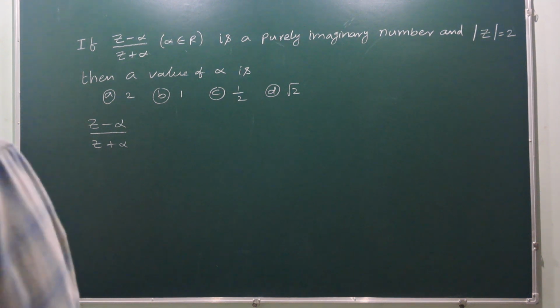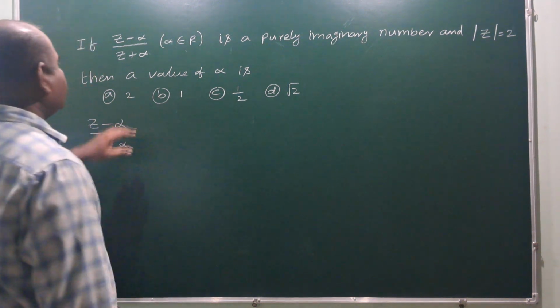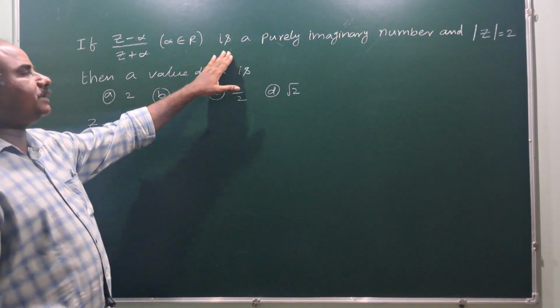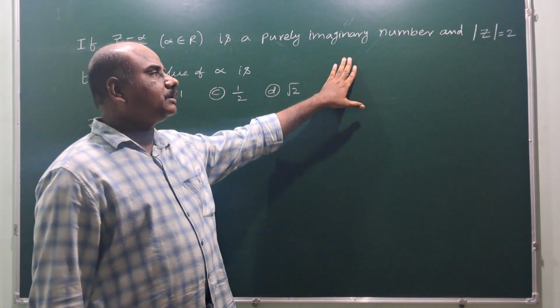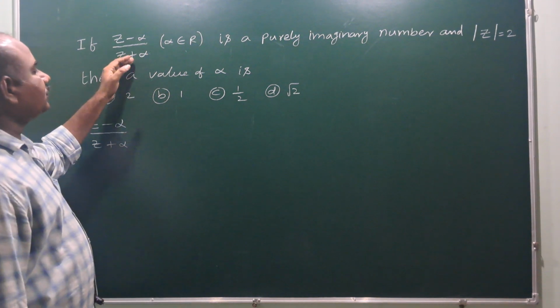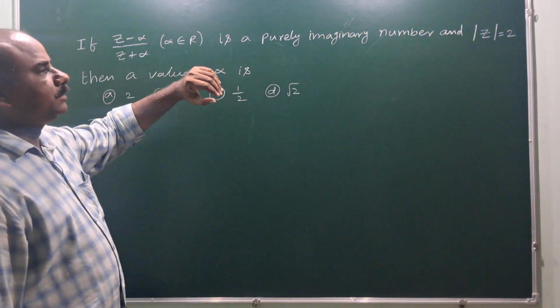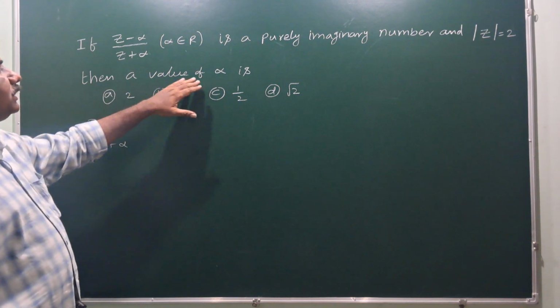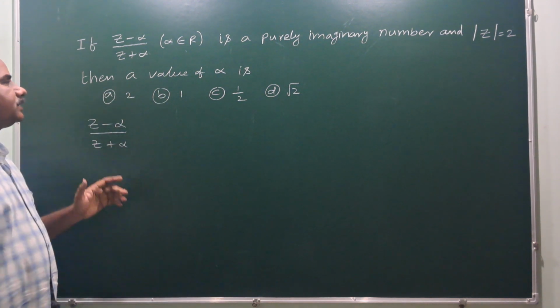Okay, next one: if (z minus alpha) by (z plus alpha), where alpha is a real number, is a purely imaginary number, and mod z is equal to 2, then a value of alpha is... Okay, so this is our question.